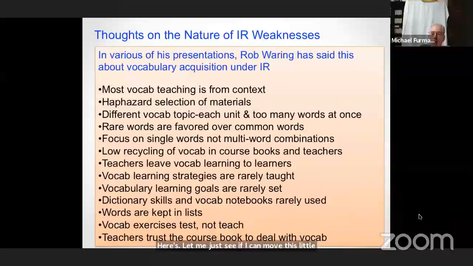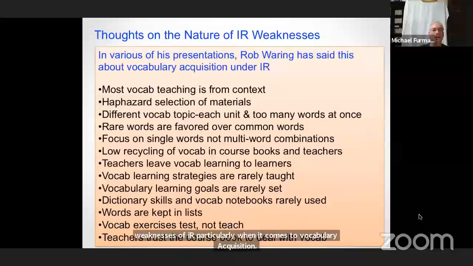Here's a list of IR weaknesses that Rob Waring has identified in several of his presentations. I won't read this list, but you've probably seen it if you've attended Rob's fantastic presentations. He's done a great job of talking about the weaknesses of IR, particularly when it comes to vocabulary acquisition. I'm sure you've seen this list or something like it before.